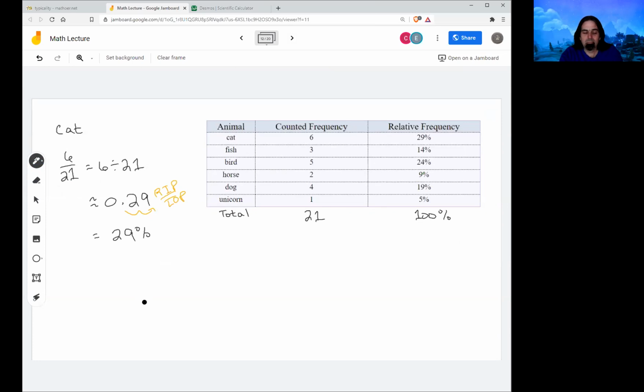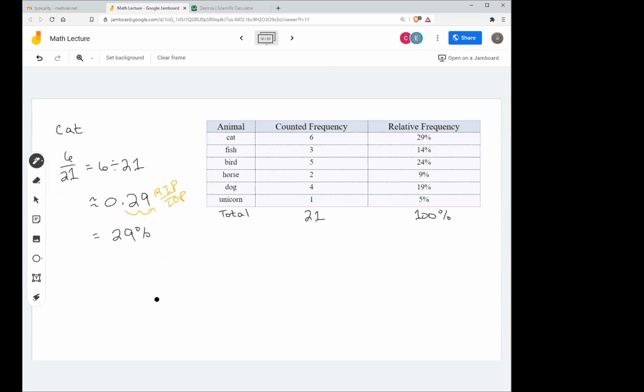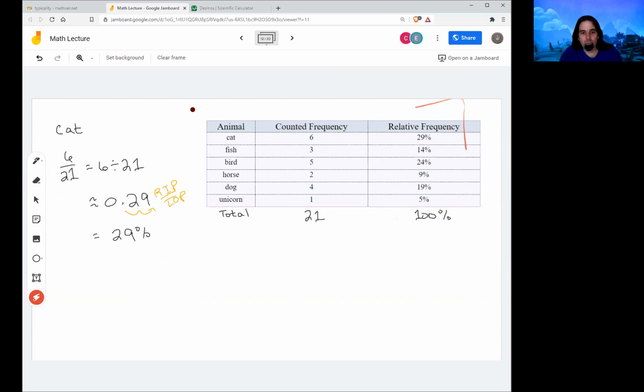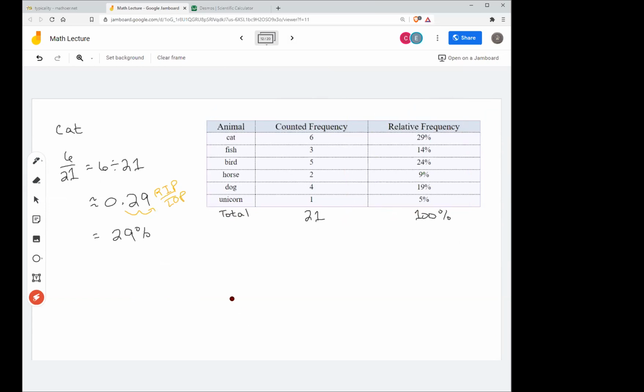Questions about this one? No. Everyone could add this extra column if you wanted to, if all you had was the first 2 columns. Yeah.